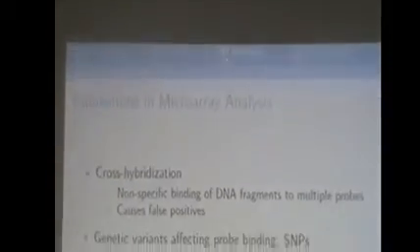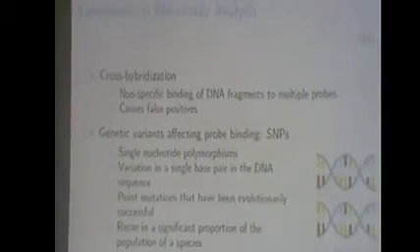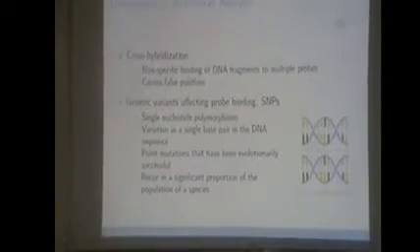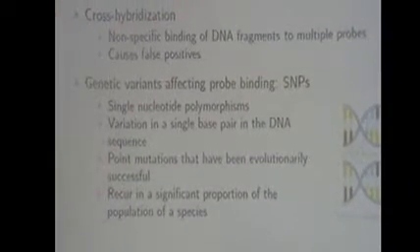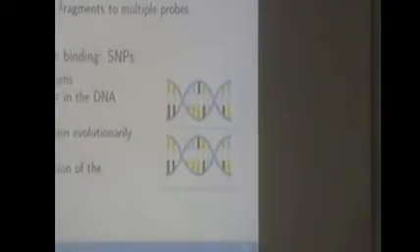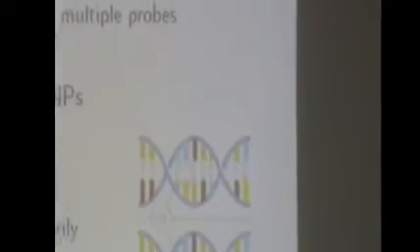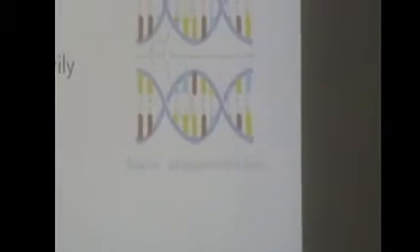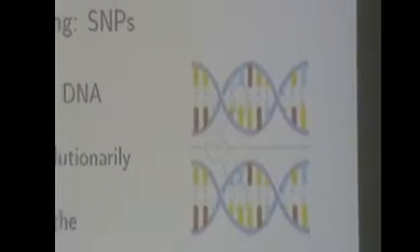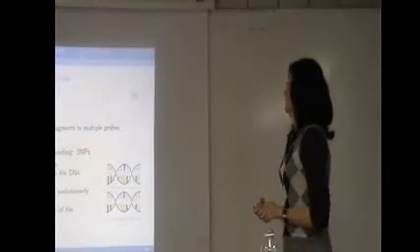Of course, there are also some limitations in microarray analysis. First of all, what happens in microarrays is cross-hybridization. So there is a non-specific binding of DNA fragments to multiple probes, which then causes false positives. You have your probe, which is just a fixed length of sequence, and maybe if there is just one or two bases which are different, you could have this sequence binding, although it is not actually the same sequence. So this is happening in microarrays, and you have to take this into account.